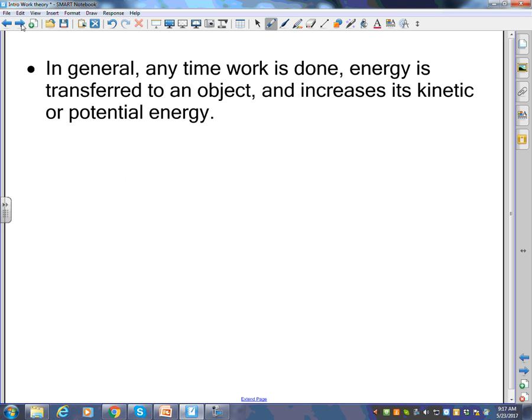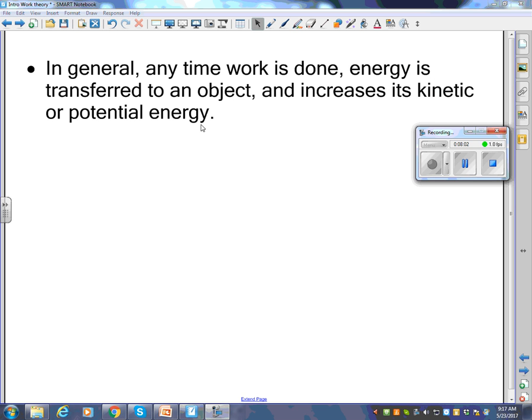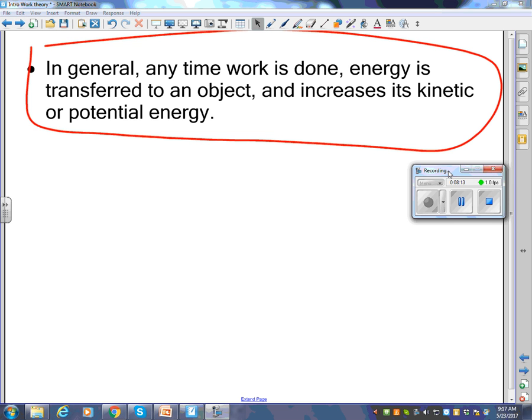In general, anytime work is done, energy is transferred to an object and increases its kinetic or potential energy. There, if I had to sum up what you need to know about work, it's that. Anytime work is done, energy is transferred to an object and increases its kinetic or potential energy.